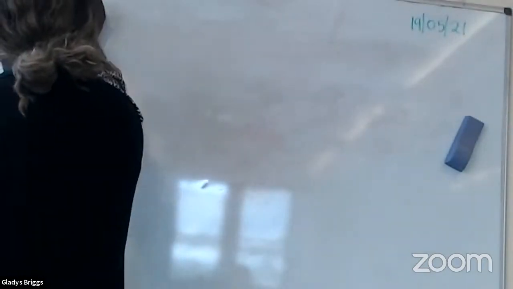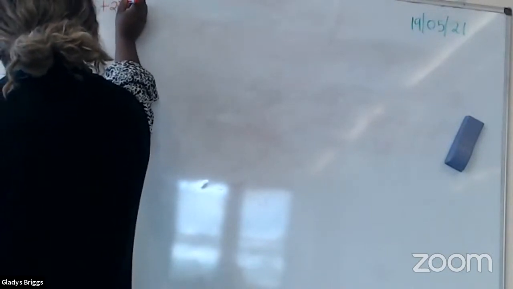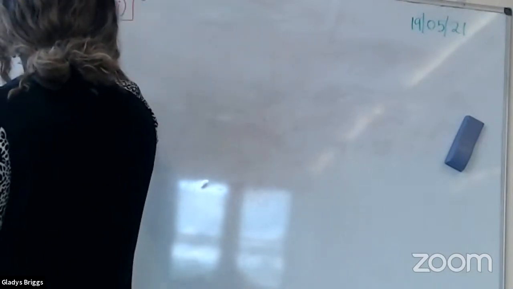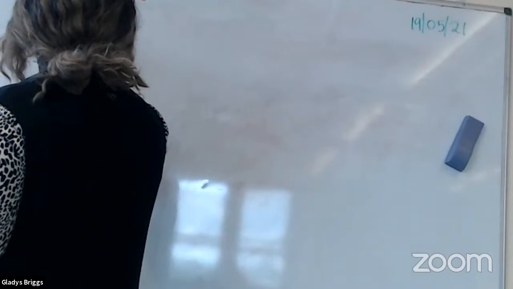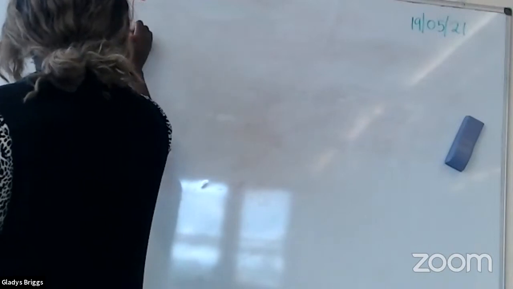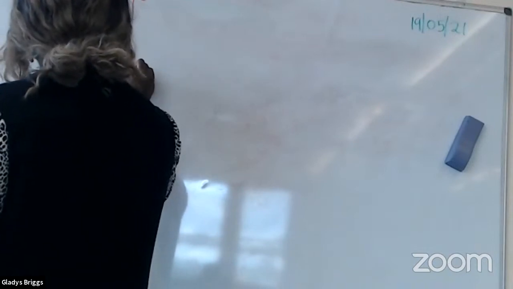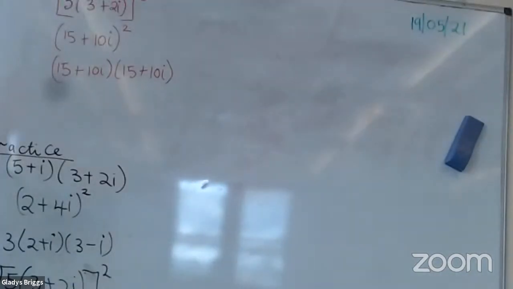Okay. 5 times (3 plus 2i) all squared. So we have to do what's inside the bracket first, yeah? So this is going to be 15 plus 10i, all squared. 15 plus 10i times 15 plus 10i. Now I'm not going to do this one, guys. Use your calculators. I have no patience for that. Go ahead, do it with your calculators, and let me know what the answer is.